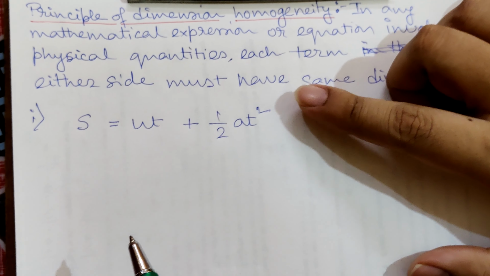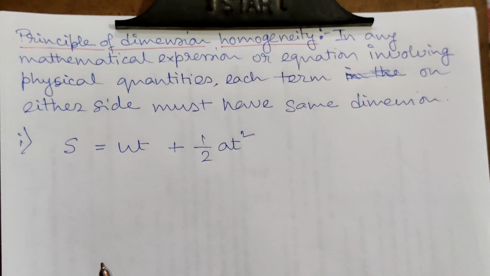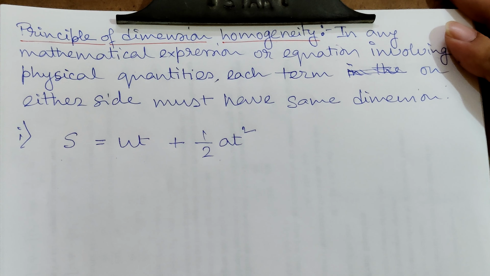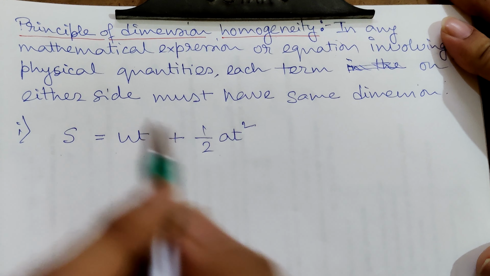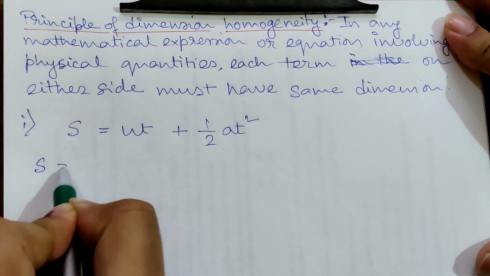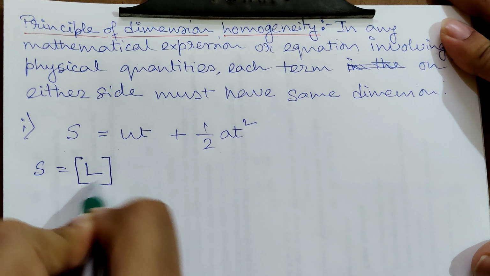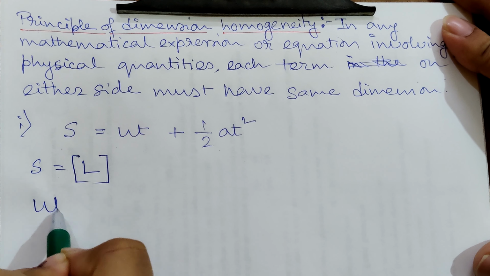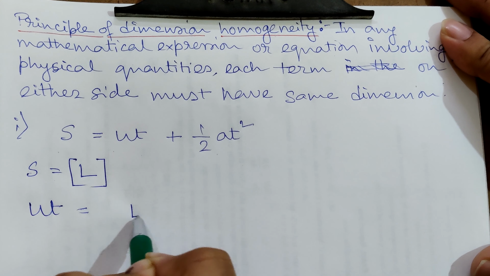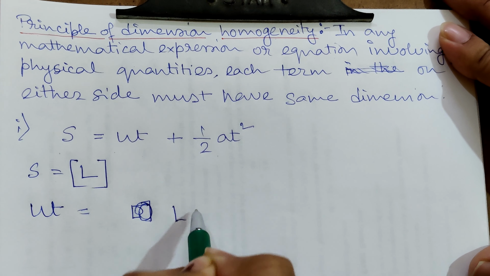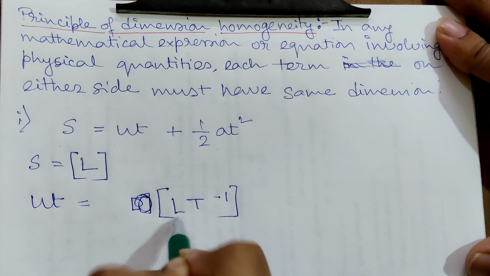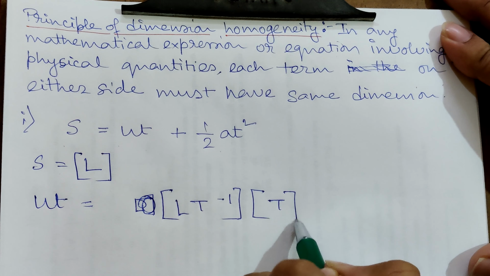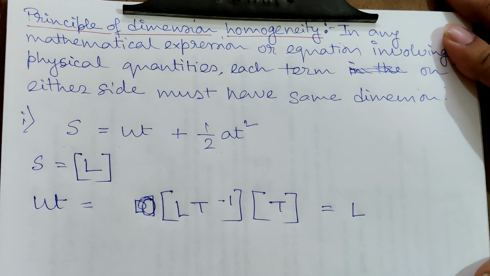This is one equation where we have to check whether it is dimensionally correct or not. Each term on both sides should have the same dimension, then only it will be dimensionally correct. This is displacement, which has dimension of L. This is velocity, which has dimension of L t to the power minus 1. So the dimension of this will be L t to the power minus 1, the dimension of velocity, into time, that is t. If we multiply this, it will be L only.